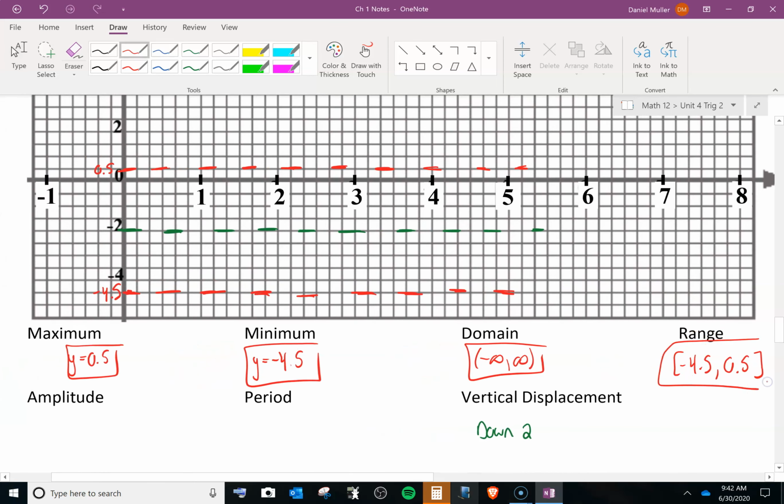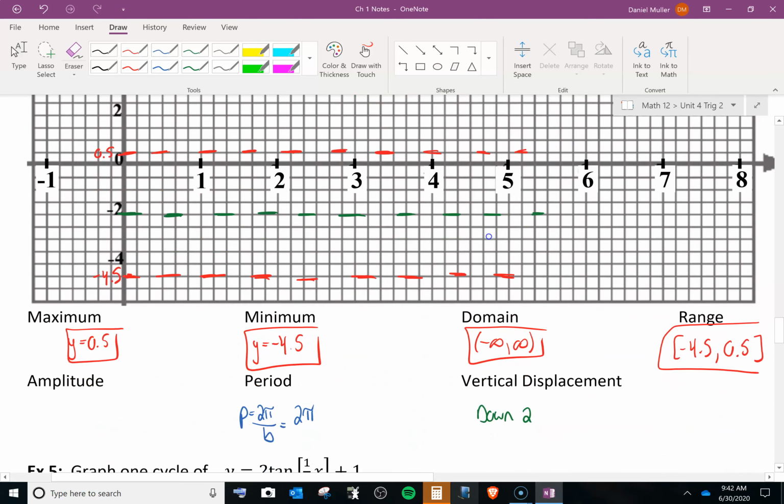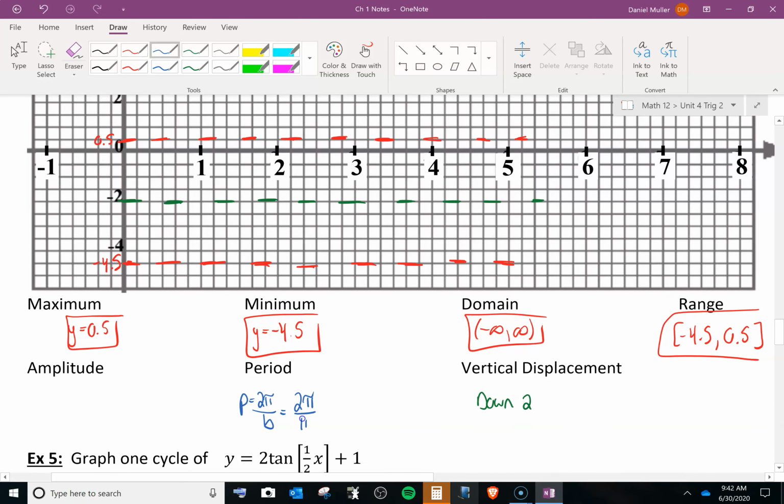Okay. Now I can actually, no, I can't draw this. I gotta do my period. So period is 2 pi and then do the opposite, which is divide now by b. I have no idea what my b is. So let's take a look. It's a number in front of the x. It's a pi. So I'll divide by pi. Those cancel out, and I just get a 2. So my period is 2.